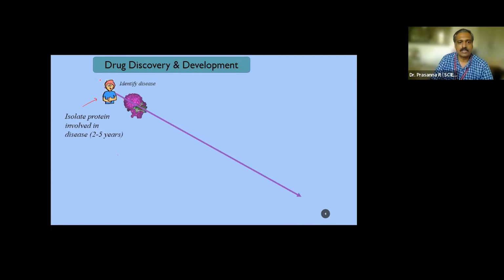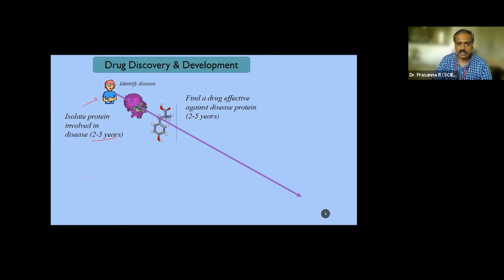So a disease is identified, and then the protein responsible for that particular disorder, people will try to isolate, which approximately takes 2 to 5 years, and they try to establish the structure of the protein through various spectroscopic techniques. After that, they understand that this protein is responsible for the disorder. And then they try to understand which molecule can go and bind with the protein so that the protein will not undergo metabolism. One thing should be very clear.